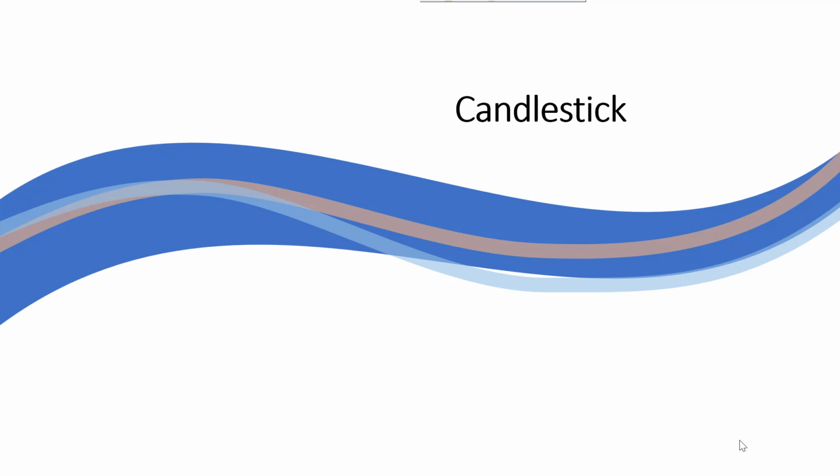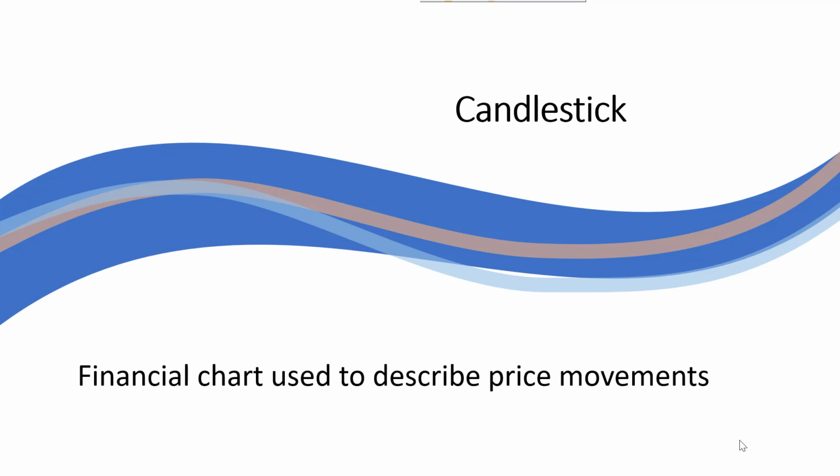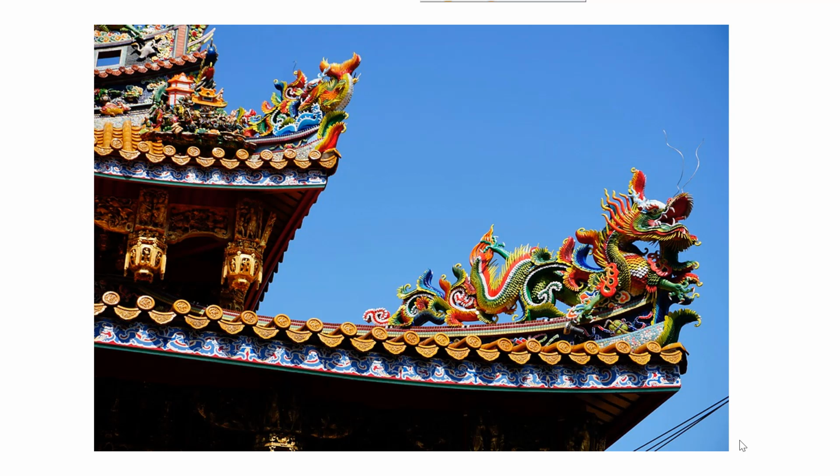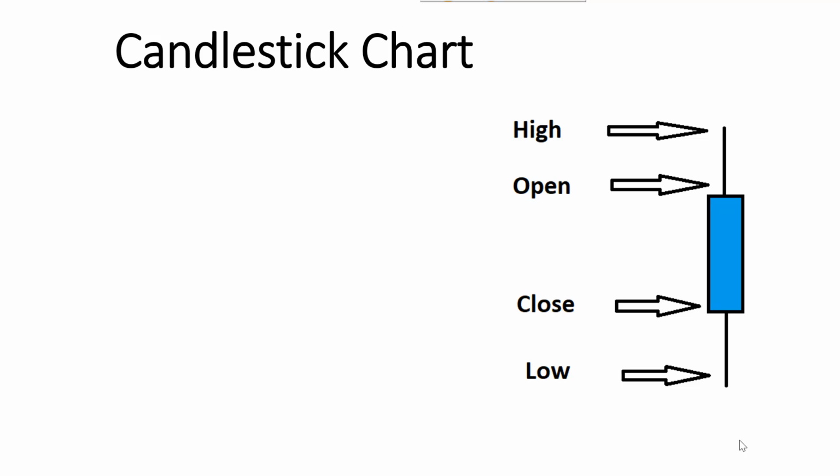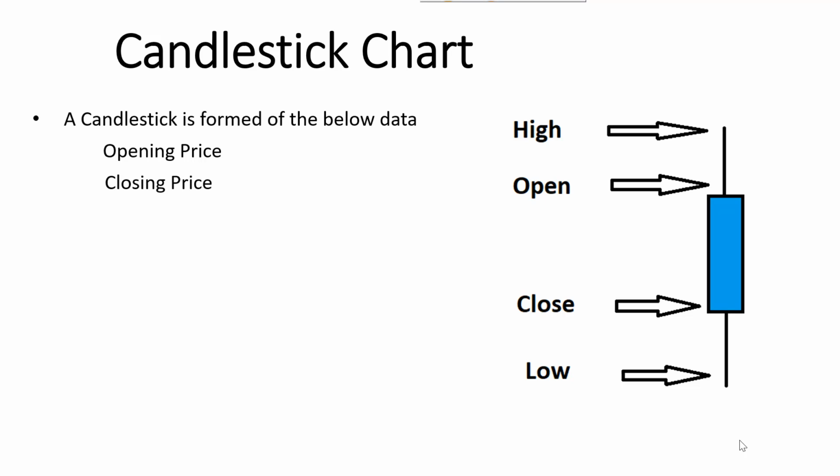This video is about candlestick charts. A candlestick is a financial chart used to describe price movement, and this was first developed by the Japanese. A candlestick represents the opening price, closing price, high and low price of the particular stock for a given day. So what does that mean?